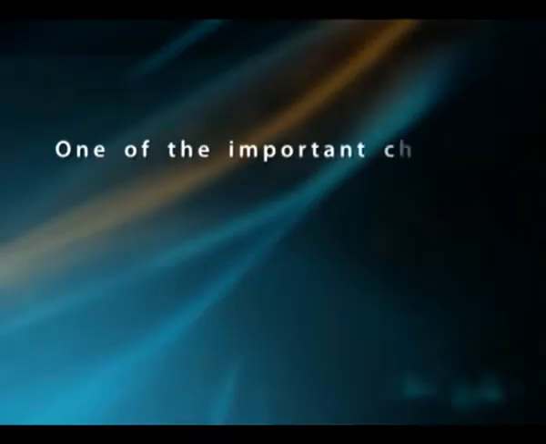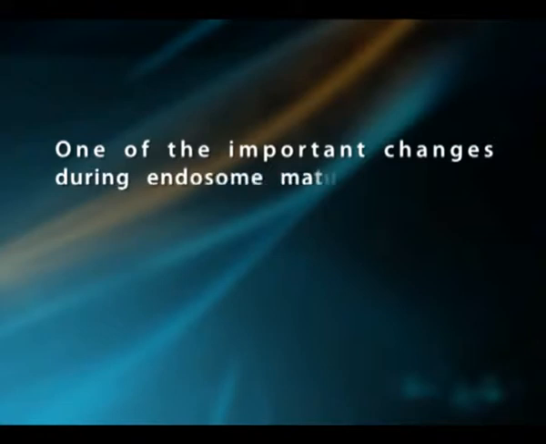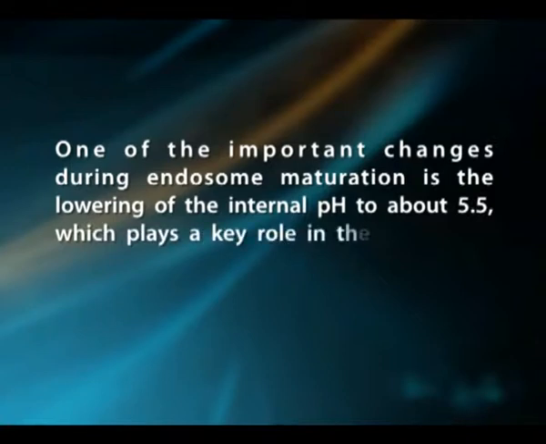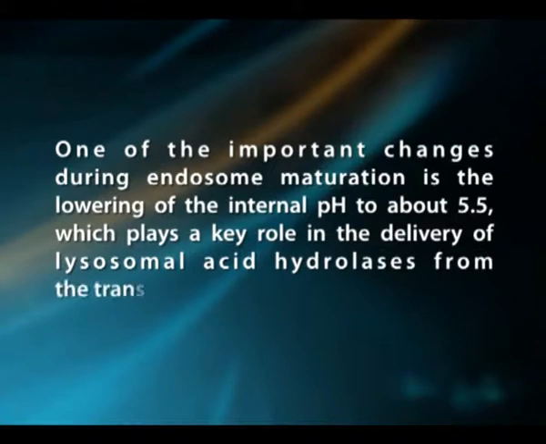Membrane components are then recycled to the plasma membrane and the early endosomes gradually mature into late endosomes, which are the precursors to lysosomes. One of the important changes during endosome maturation is the lowering of the internal pH to about 5.5, which plays a key role in the delivery of lysosomal acid hydrolases from the trans-Golgi network.